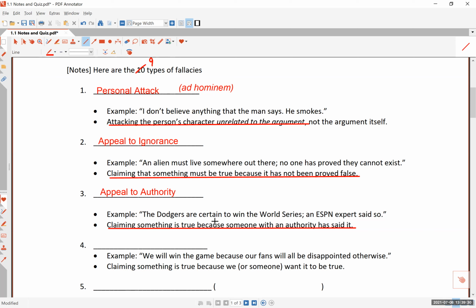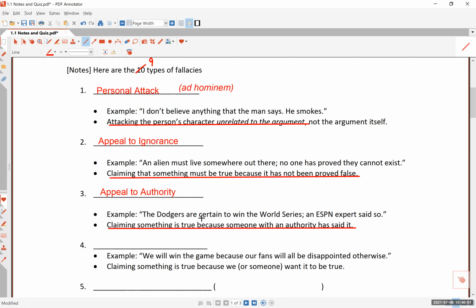The Dodgers are certain to win the World Series because an ESPN expert said so. Maybe somebody who is a baseball reporter has said, you know what, I really, really believe that the Dodgers are going to win the World Series today. By the way, just to let you know, I actually first used this statement in the spring of 2020. And it turns out, and this is what I heard on ESPN, by the fall of 2020, actually this became true.